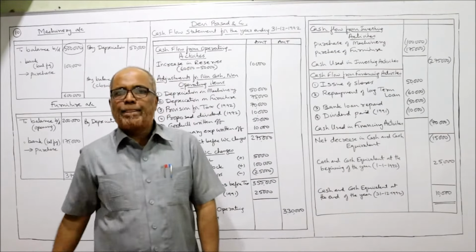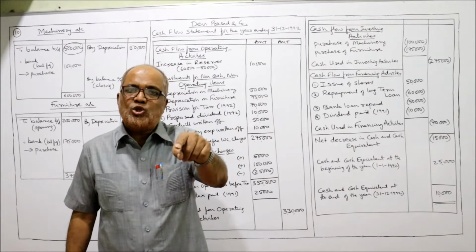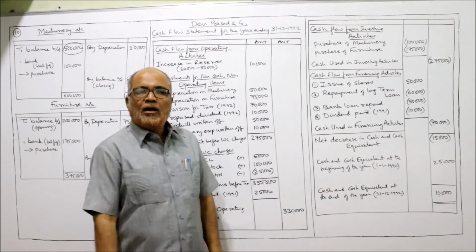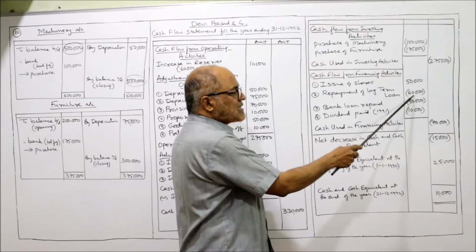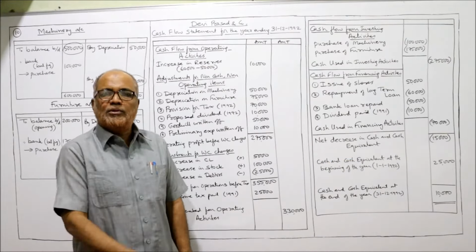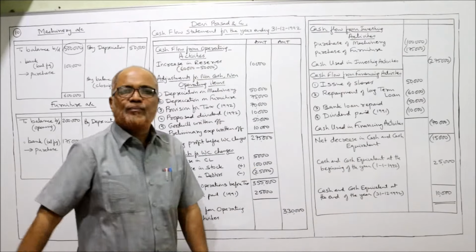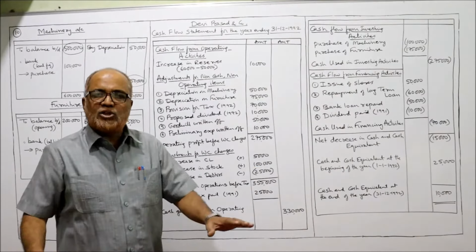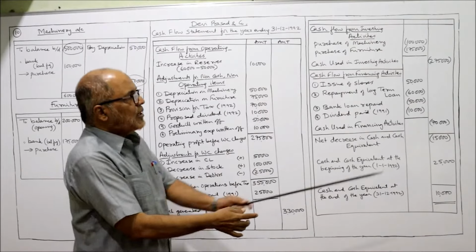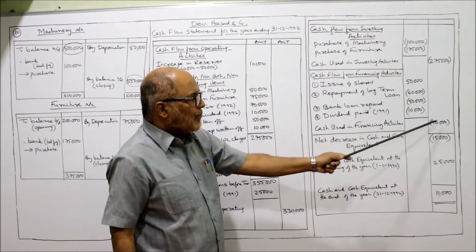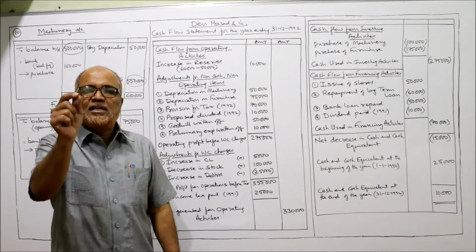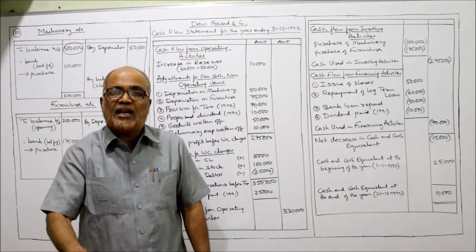Next one is dividend paid. Last year's proposed dividend is assumed as paid during the current year, 1991 dividend 10,000. Over. Now you take the total 50,000 minus 60,000 minus 50,000 minus 10,000. You get minus 70,000. So this minus 70,000 is cash used in financing activity. Now take the total of the second column. Here second column 3,30,000 minus 2,75,000 minus 70,000. You will get minus 15,000. This minus 15,000 is net decrease.